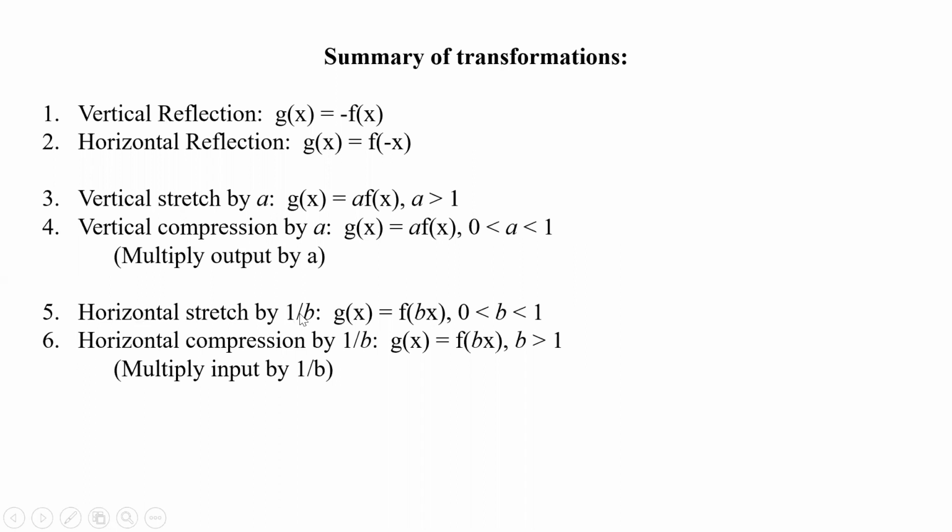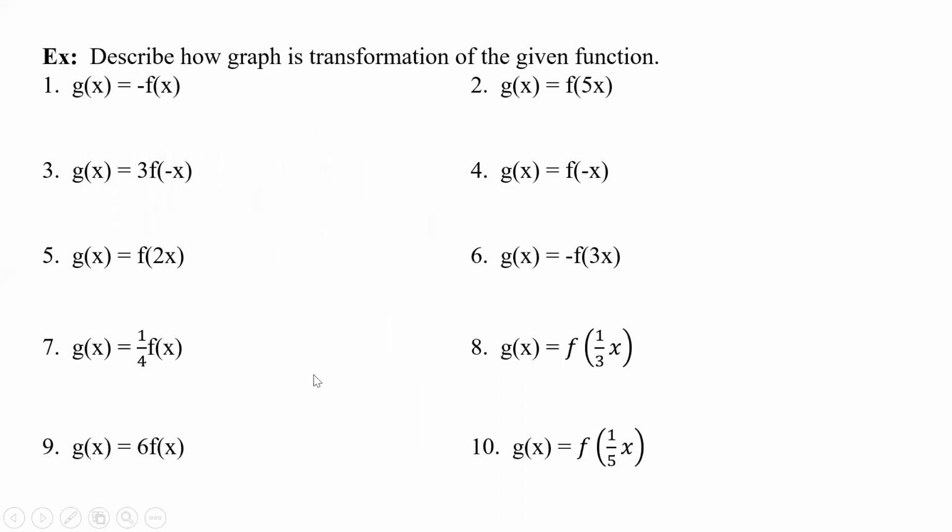Now horizontal stretch by 1 over b is going to be when we have f of b times x, and that's when b is between 0 and 1. It's compression by 1 over b when b is greater than 1. And again, all you're doing is multiplying your input by 1 over b.